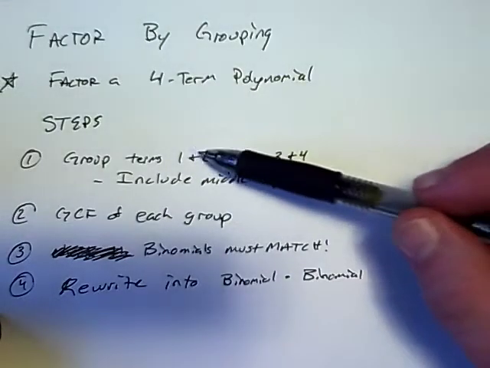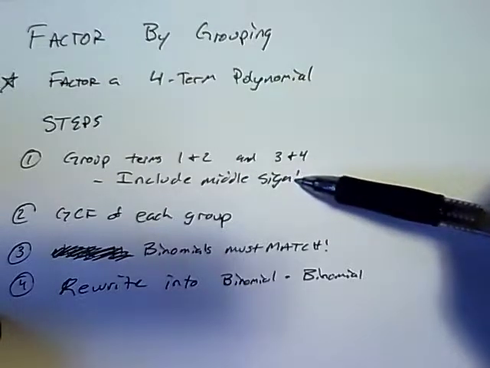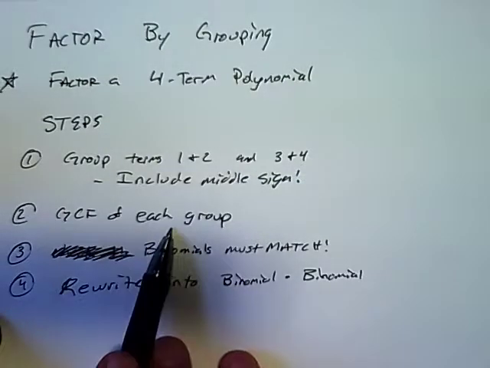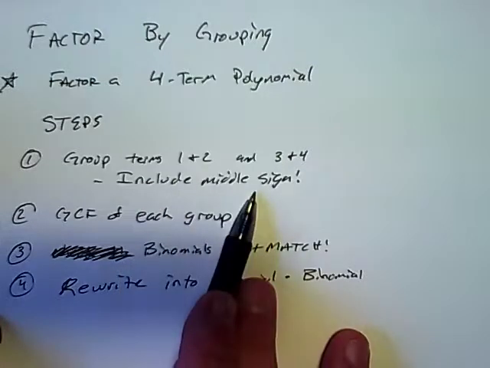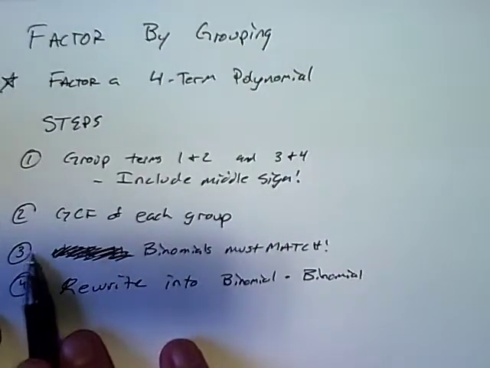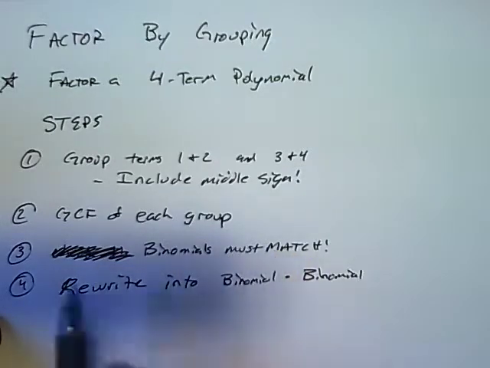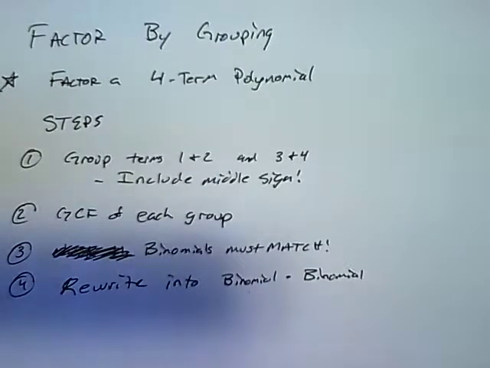Okay, so I'll say this again. We're going to group the terms, the first and second term, and then we're going to group the third and fourth term, and we're going to include the middle sign. Then we're going to find the greatest common factor from each group. And then we're going to check on step three. We're going to check to make sure that the binomials must match. So they have to match. And then step four, if they match, then we can rewrite it into binomial times binomial.